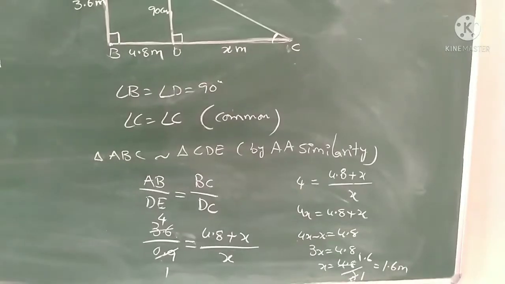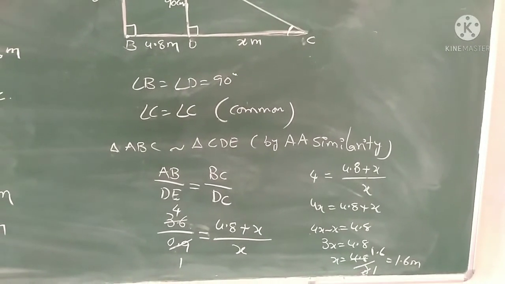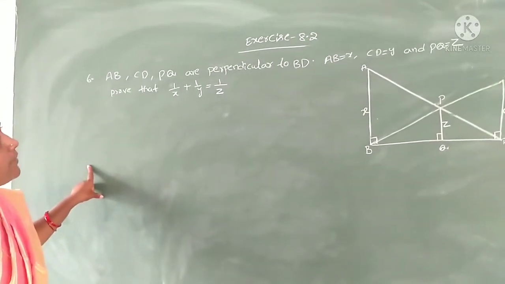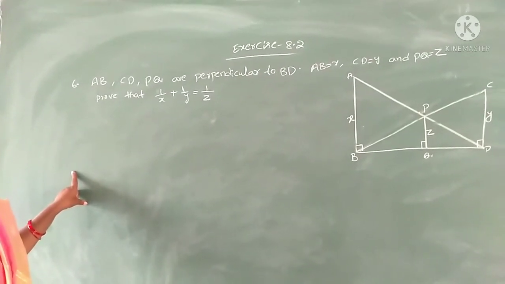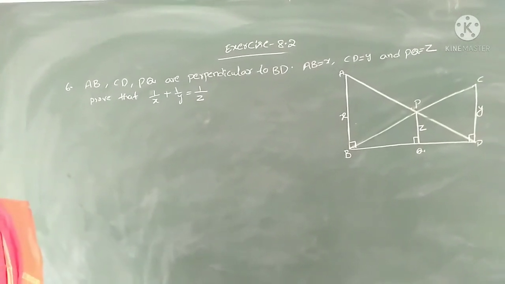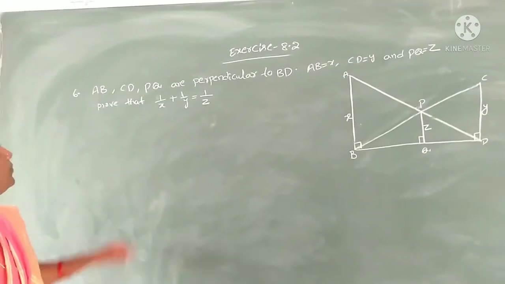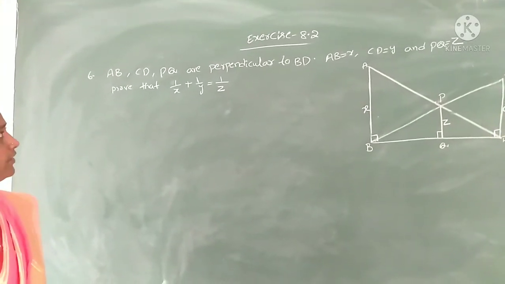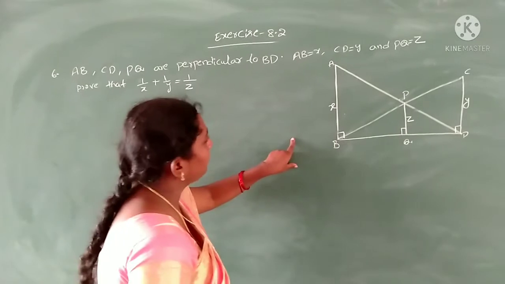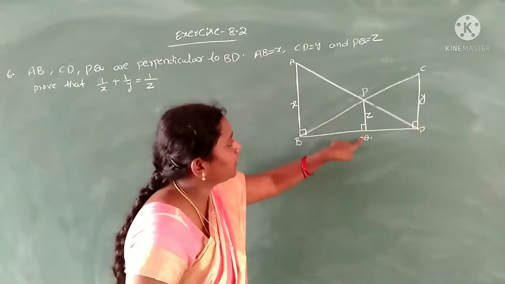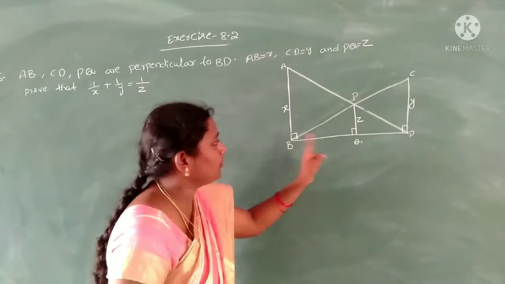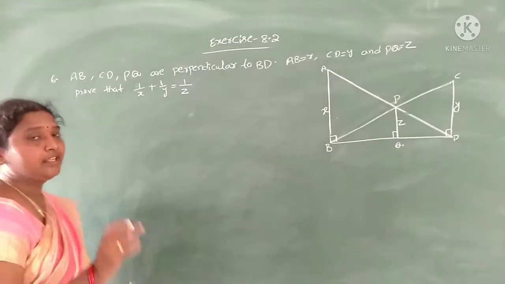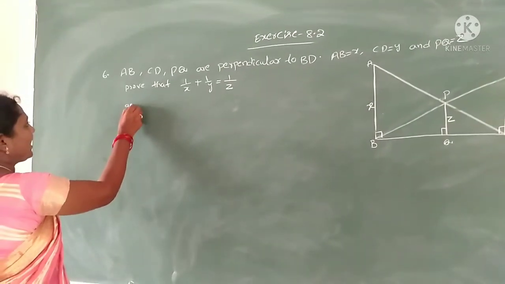Next problem. AB, CD, PQ are perpendicular to BD. AB equals x, CD equals y and PQ equals z. Prove that 1 by x plus 1 by y equals 1 by z. Here in the figure, AB, PQ and CD are perpendicular to BD. So first we write the given values. What is the given?